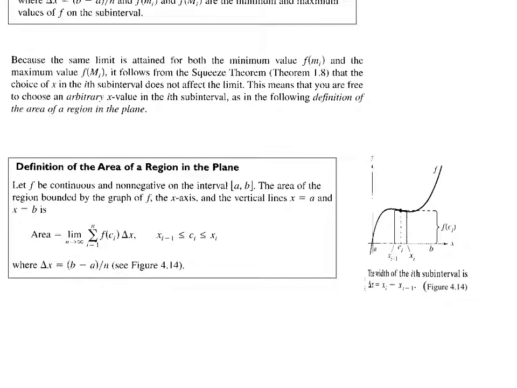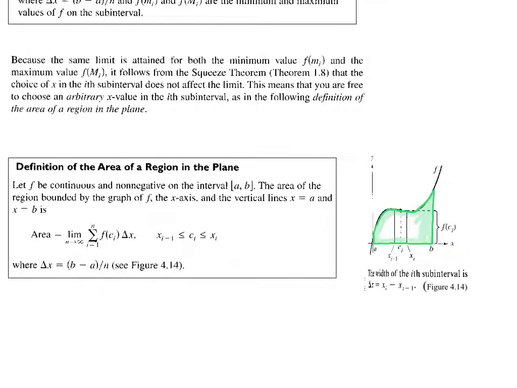The definition of the area of a region in the plane. Let f be continuous and non-negative in the interval from a to b. The area of the region bounded by the graph, the x-axis, and the vertical lines that define the two sides of your interval. In our example here, there's a, here's the function, here's the vertical line at b, and here's the x-axis. So the area we are trying to find here would be this area here.